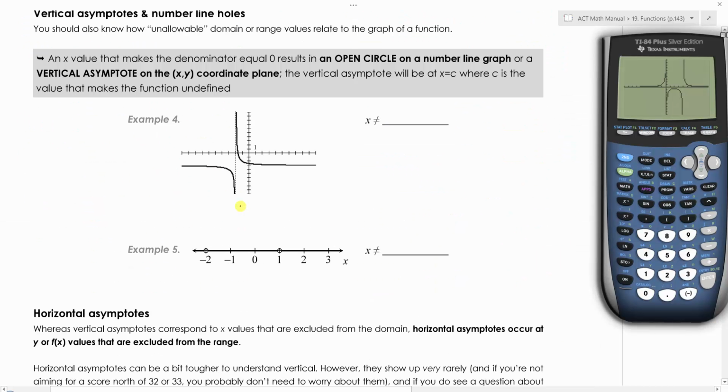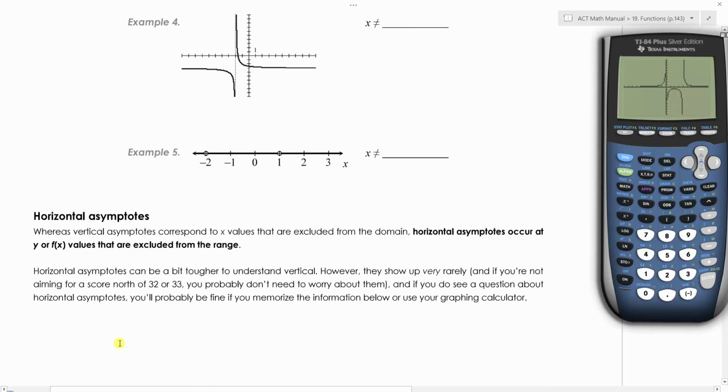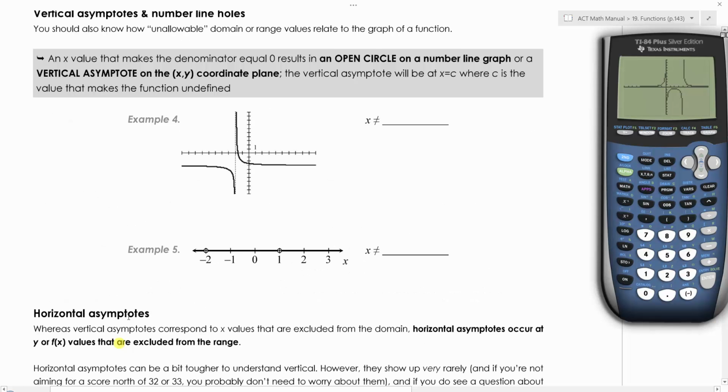Now, vertical asymptote and number line holes, this is not all that commonly tested on the test. If you are going for a very high score, yes, you should know this stuff. If you are not going for something well into the 30s, you might not have to worry about too much of the stuff on this page. This stuff at the top and at the bottom is fairly rare and tends to show up only in the last few questions on the test.